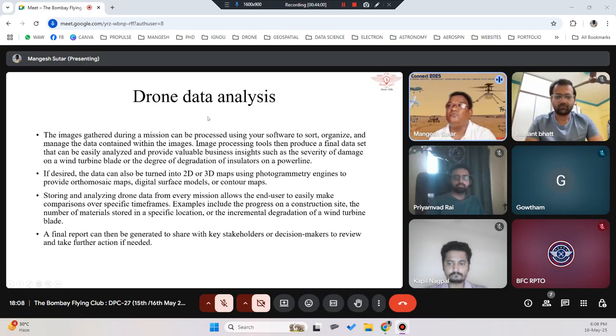Okay, so what can you do through the drone data analysis? Images gathered during the mission can be processed using the software to sort, organize, and manage the data contained within the image. Like I said, the example about the power line drone monitoring.